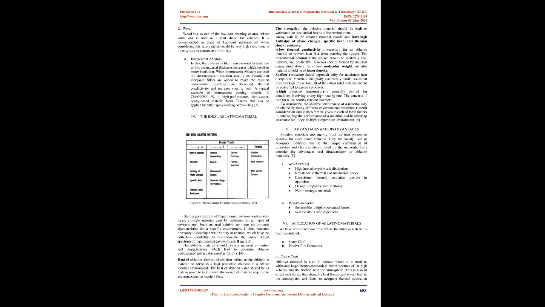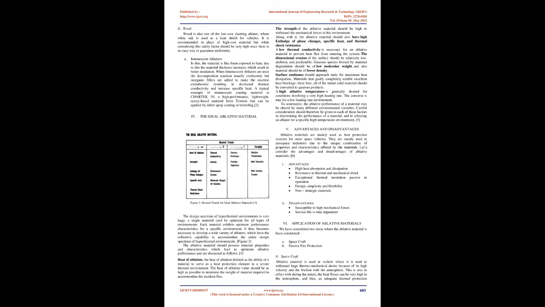F. Cork. Cork is an effective low-cost charring ablator. To reduce moisture absorption and related pore performance, cork particles are often mixed in a silicone or phenolic resin. G. Wood. Wood is also a low-cost charring ablator, where white oak is used as a heat shield for vehicles. It is recommended in place of high-cost material, but the safety factor should be very high since there is no easy way to guarantee uniformity.